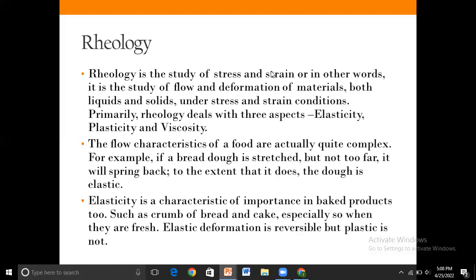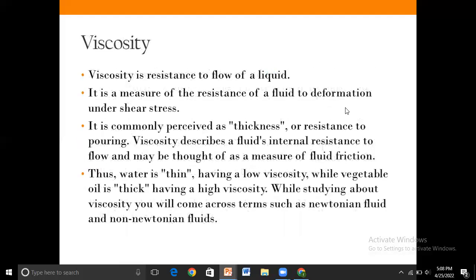It doesn't come back to its original position, but you can change the shape or nature of it. That is called plastic. Now the next term is viscosity. Viscosity is the resistance to flow of a liquid.